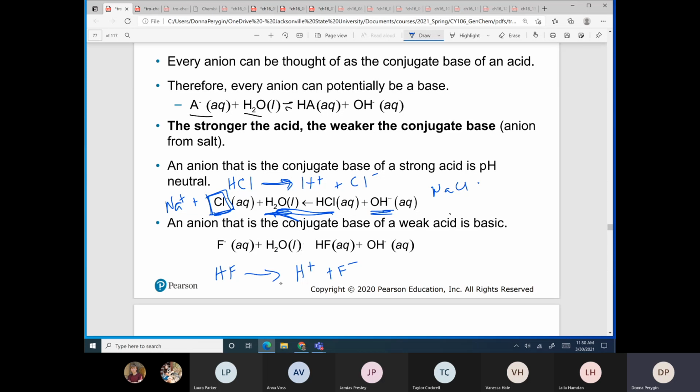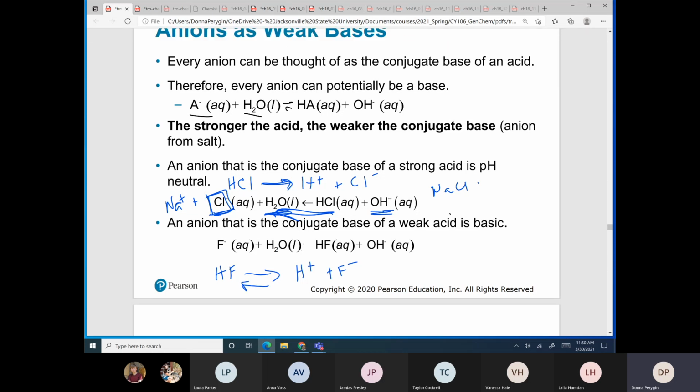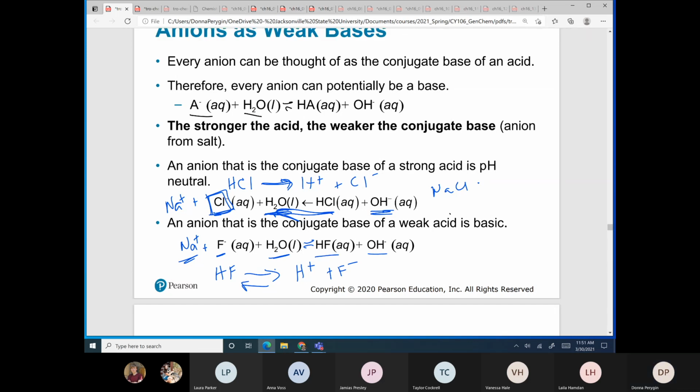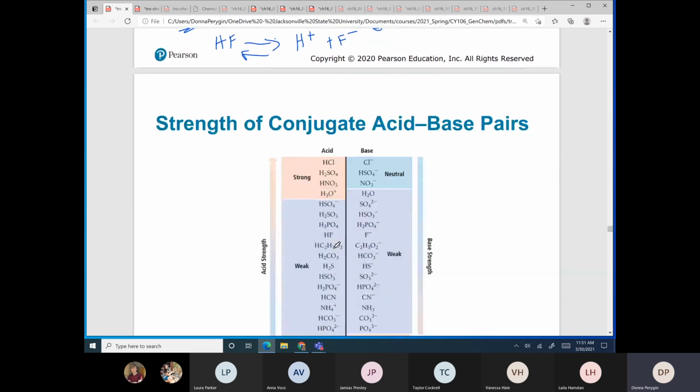Then this is a two-way arrow because this is a weak acid. So if you just put F minus in solution with some counterion like sodium, the sodium is neutral, okay, but the F minus is going to want to react with your water to form HF plus OH minus, and so that's going to give you the conjugate base of a weak acid. That's going to increase your hydroxide ion concentration and give you a basic solution, okay?